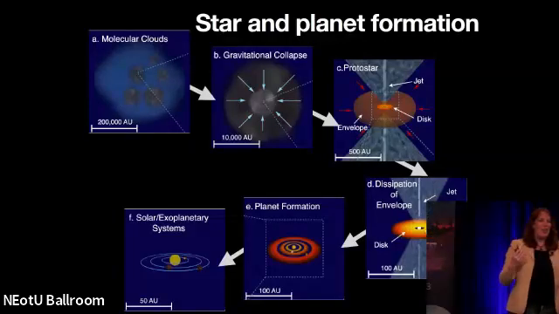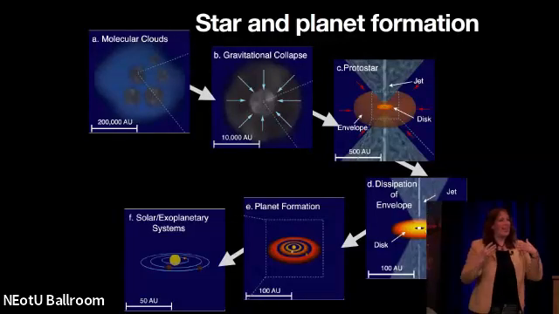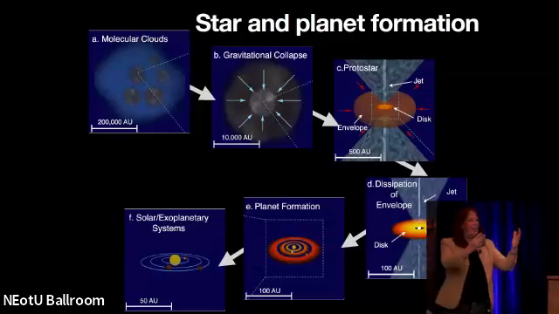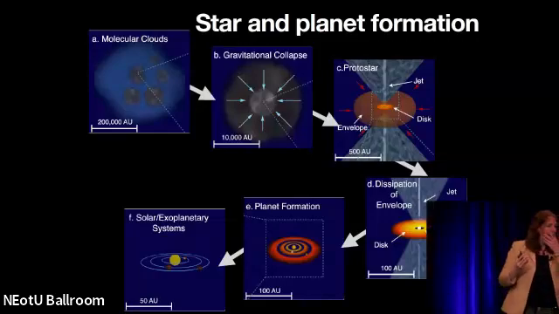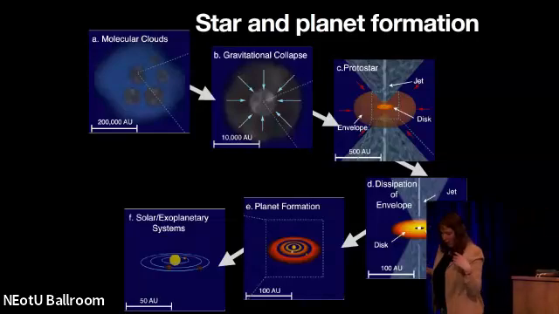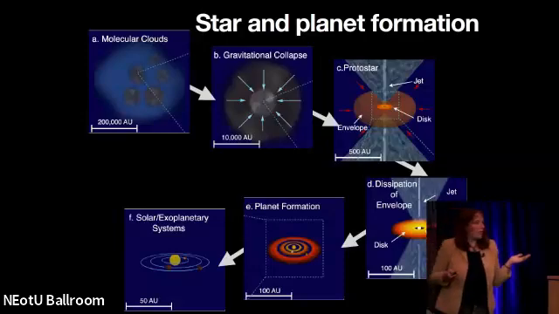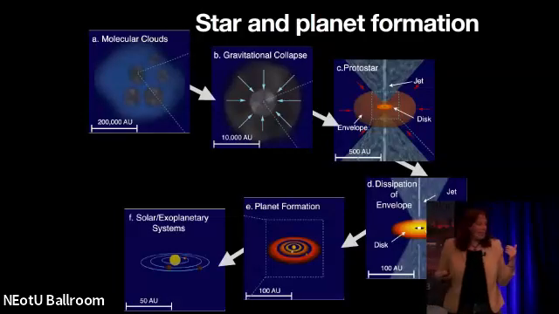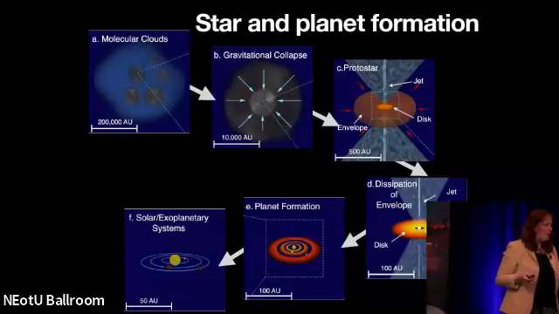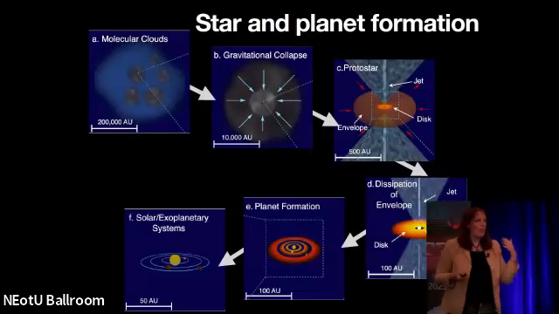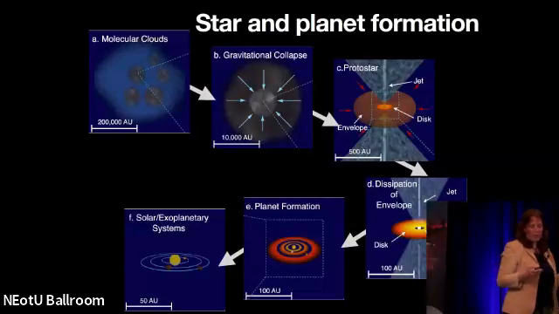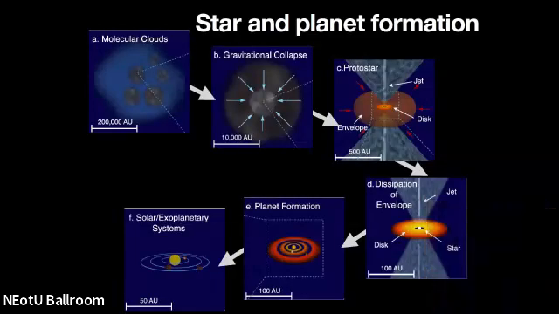What is so nice about looking at nearby objects is that we can spatially resolve these different steps in star formation and evolution to see how these processes actually work. This has become possible due to millimeter interferometry, so that we can now make these beautiful images of young protostars and young protoplanetary disks, of which I'm going to show you several examples.